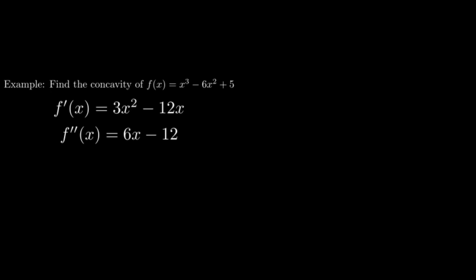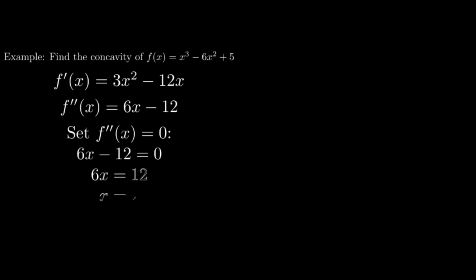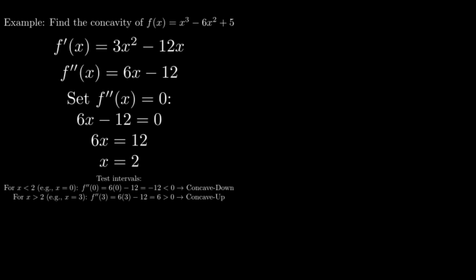The concavity can only change where the second derivative is 0 or undefined. In this case, it's a polynomial, so it's never undefined. Let's find where it's 0. We set f double prime of x equal to 0, so 6x minus 12 equals 0, which gives us x equals 2. This is our potential point of change in concavity. Now we test the sign of f double prime of x on either side of x equals 2. Let's pick a test value less than 2, like x equals 0. Plugging this into our second derivative, we get f double prime of 0 is negative 12, which is less than 0. This means the function is concave down for all x less than 2.